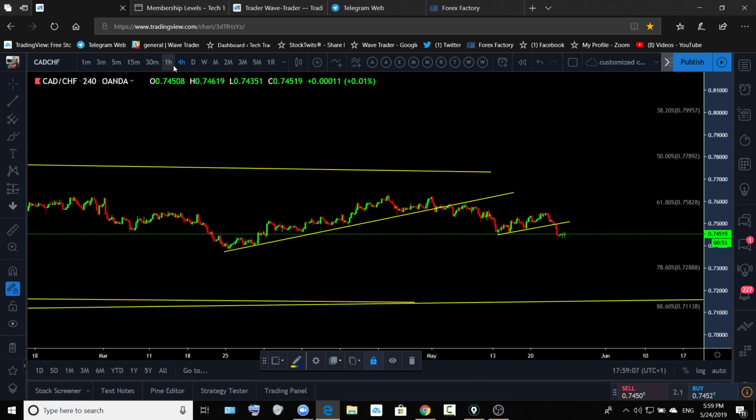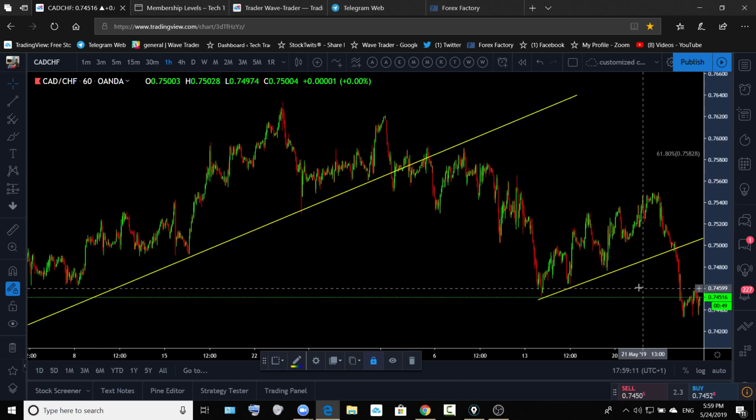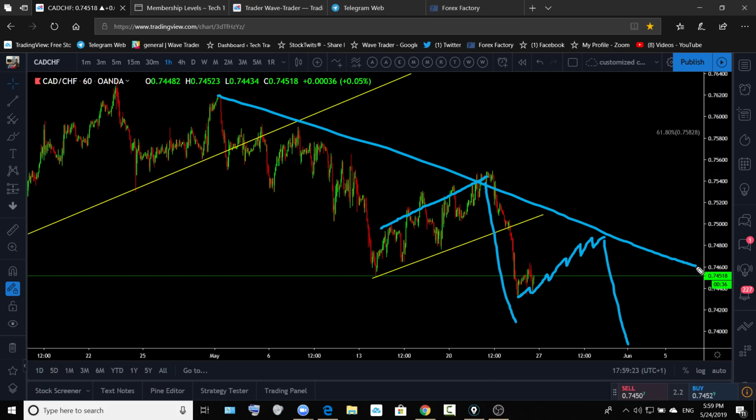Currently we are looking for this correction to continue to go lower. That correction can get bigger, guys, so make sure you don't trade on this pair, Cat Chief. It can get bigger like that and then break down, continuing to the downside.